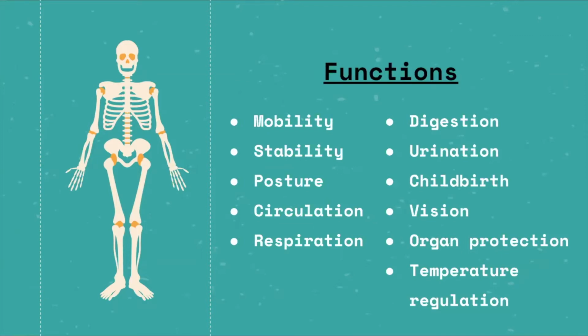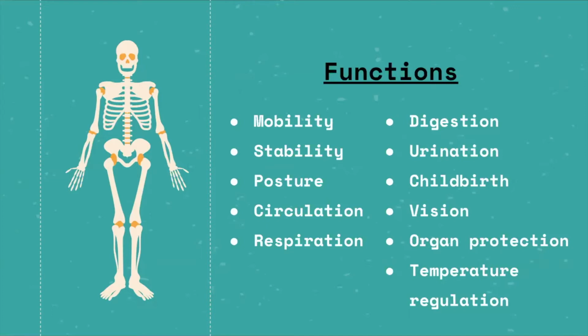So now we're going to go over specific functions of the muscular system. We have mobility. What do you guys think mobility is? Movement. Yes. So our muscles help with movement, with skeletal muscles. And they also help with stability. They help with our posture. They hold our body up. They help with circulation and respiration. They help us breathe. They help us move our blood throughout our blood vessels.